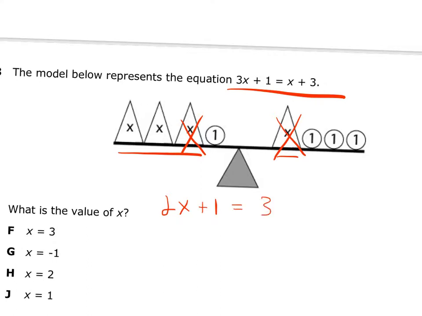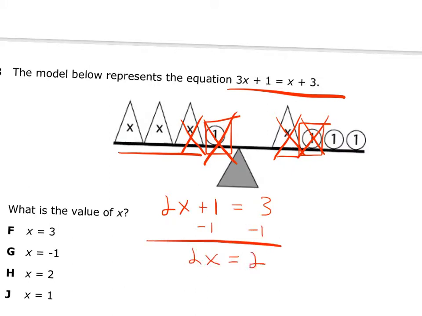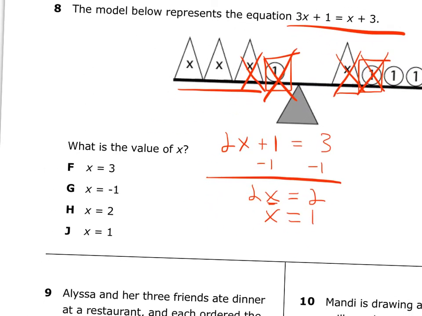What's my next step? We're going to subtract this 1 here because we want to isolate our variable. We want our x's alone. So if I take away this 1, I've got to do it over here as well. So minus 1 on both sides. That gives me 2x is equal to 2. So what does x equal? 2. What would I plug in for x right here? 1. 2 times 1 equals 2, right? So J is our answer.